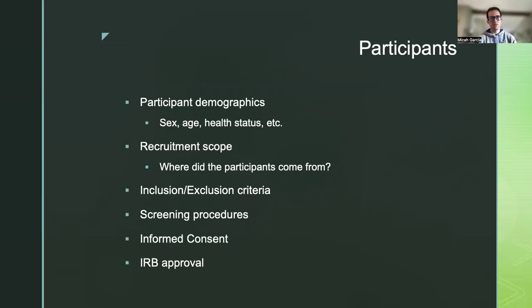And then the big part of human research is that there has to be informed consent. So the participants have to agree to participate in the study. And the research itself has to be approved by the IRB, which is an institutional review board, to say, hey, these methods are safe and sound and don't put the participants at more risk of harm than of good outcomes.